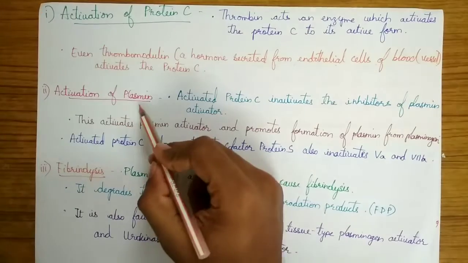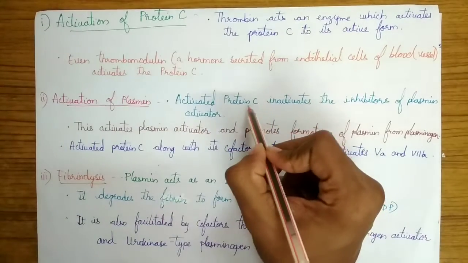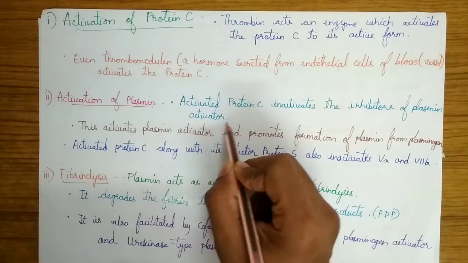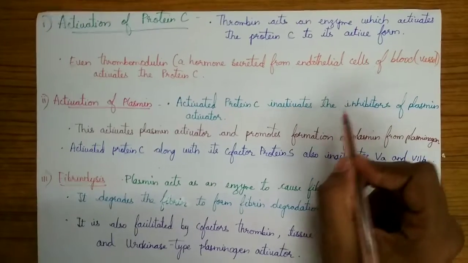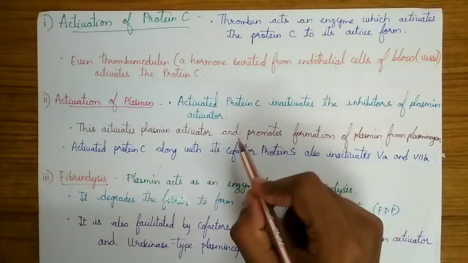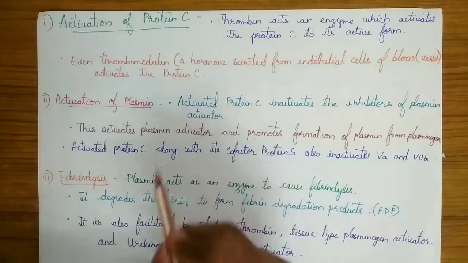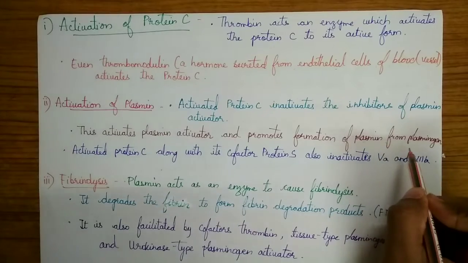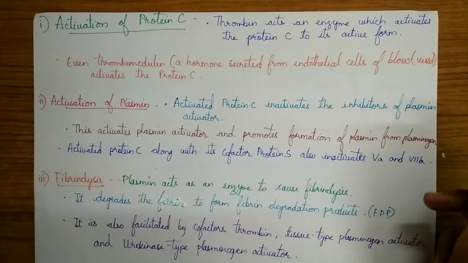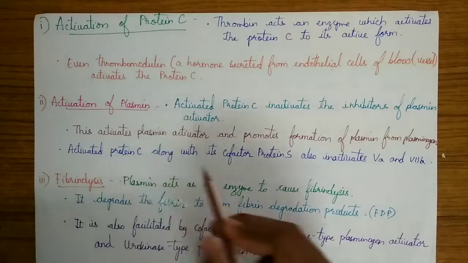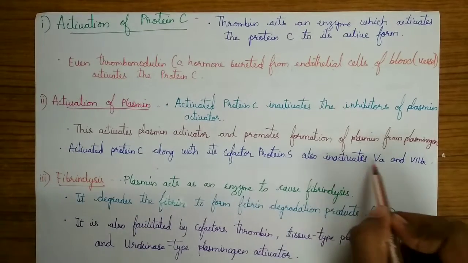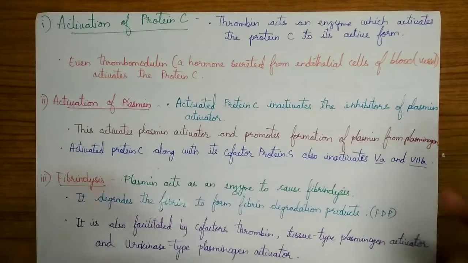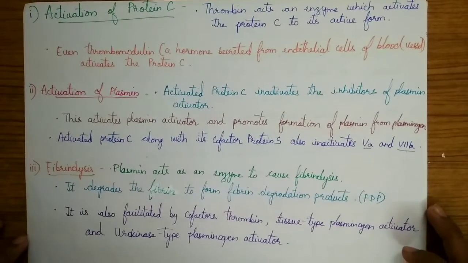So the next step is activation of plasmin. This activated protein C inactivates the inhibitors of plasmin activator. So the inhibitors of plasmin activator are inhibited or inactivated, and the plasmin activator is activated, and the plasmin is formed from the plasminogen. So this activated protein C along with its cofactor protein S also inactivates the cofactors 5A and 8A. These both are useful cofactors in the blood coagulation process.